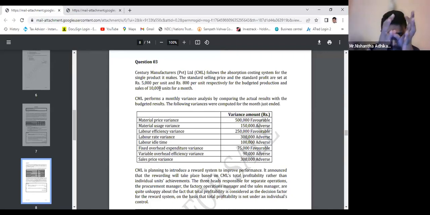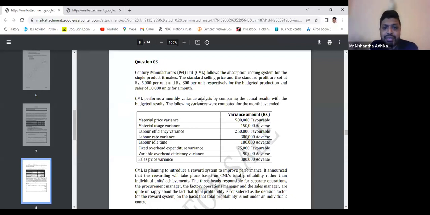If absorption costing applies, when you are going to calculate sales volume profit variance, you will take standard profit, but in marginal costing you will use standard contribution. In absorption costing you will calculate fixed production overhead expense variance and volume variance, but in marginal costing only calculate expense variance. Those are the changes between absorption and marginal. You should be aware of it, right?